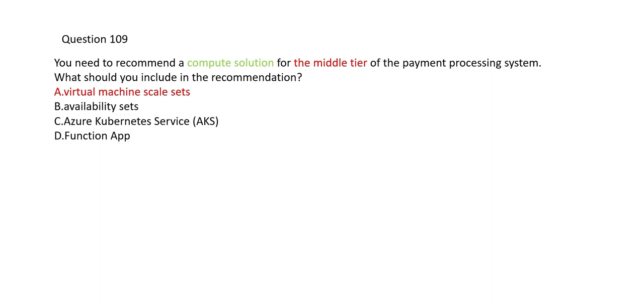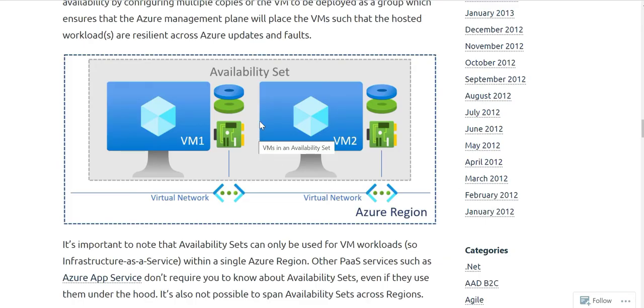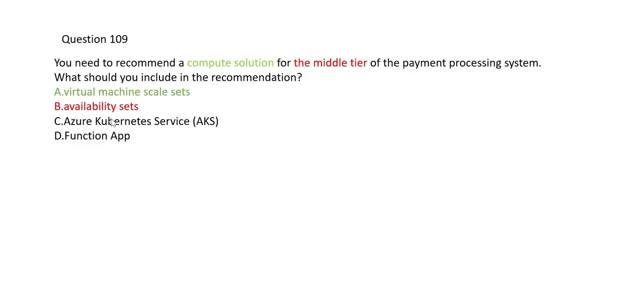Option B. What are availability sets? This is a group of VMs which is used to provide availability, so that even if one VM is down, the other VM will take care of it. The intention here is availability. The intention is not scale up, scale down elasticity. Hence availability set is wrong. B is wrong.